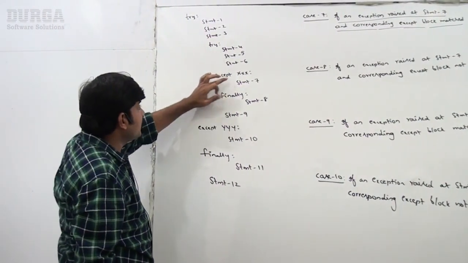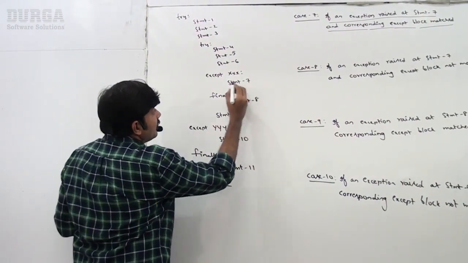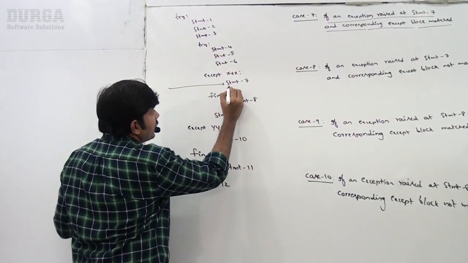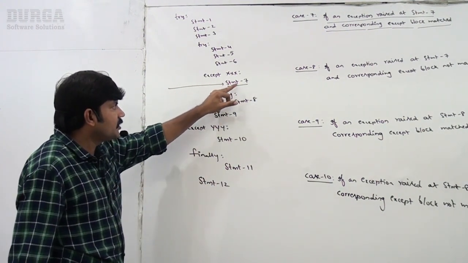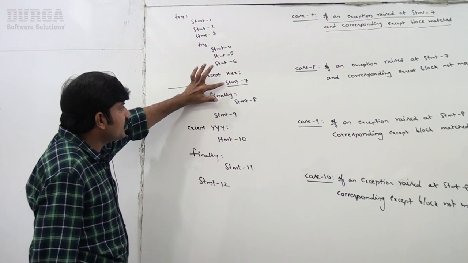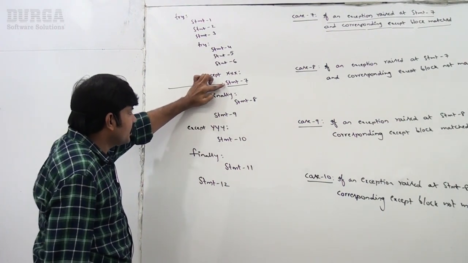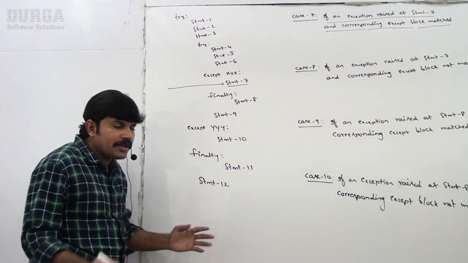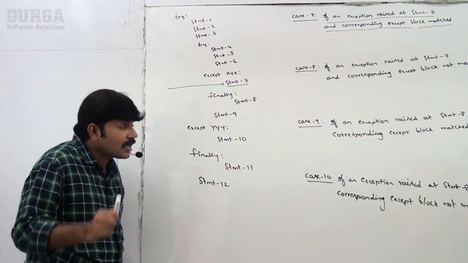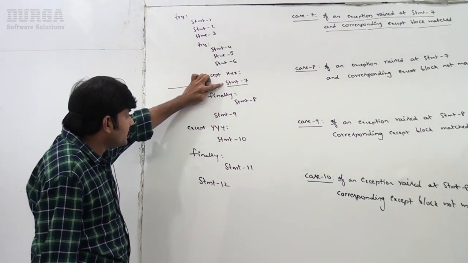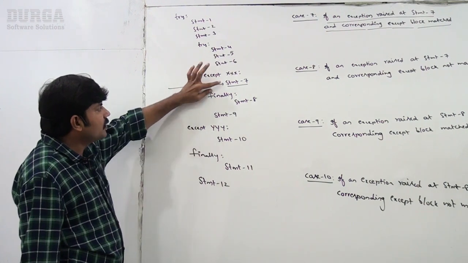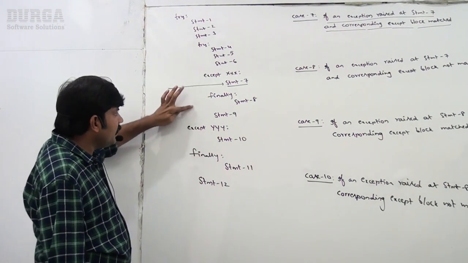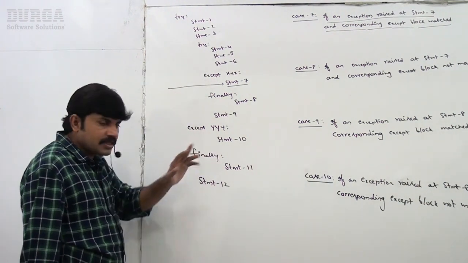1, 2, 3, 4, 5, 6, 7. 7 means the inner except block. Take very, very special care, where the inner except block is statement 7. So if an exception rises at statement 7 and the corresponding except block matched, which is the corresponding except block? The corresponding except block is the outer except block only. Remember this one, sir. This is part of the outer try. Now the outer except block is responsible.